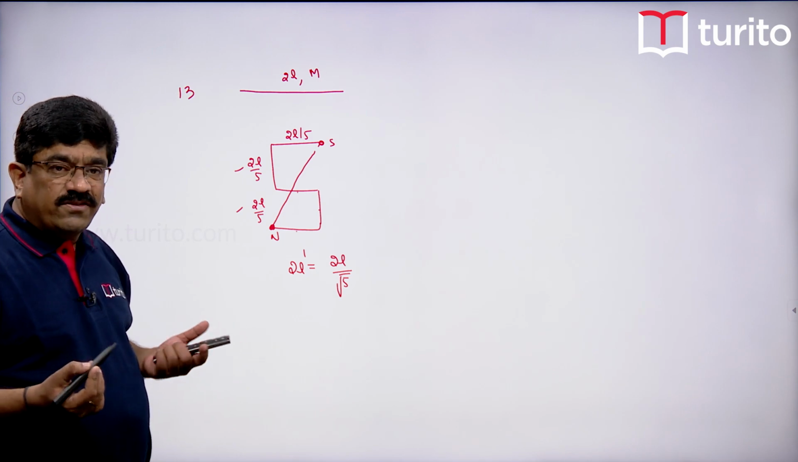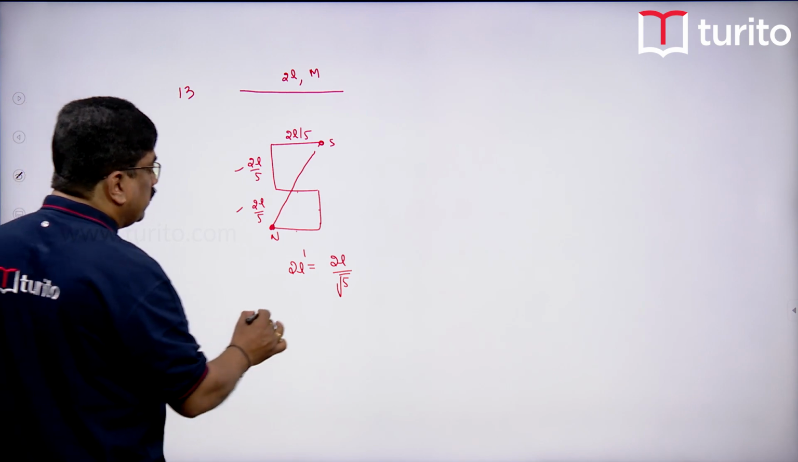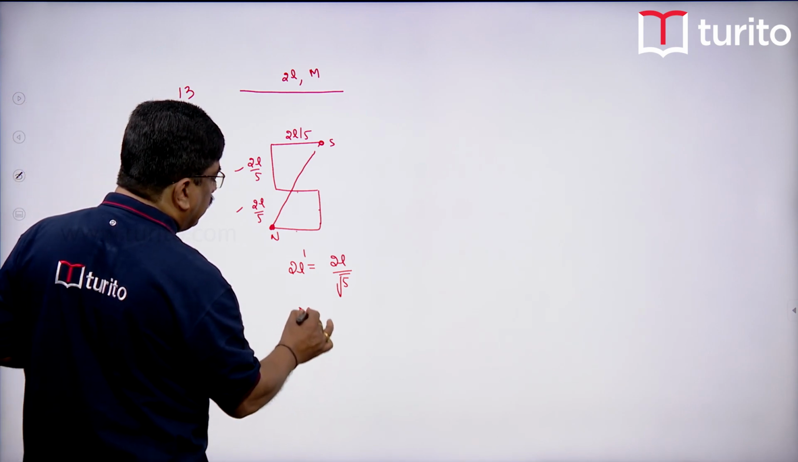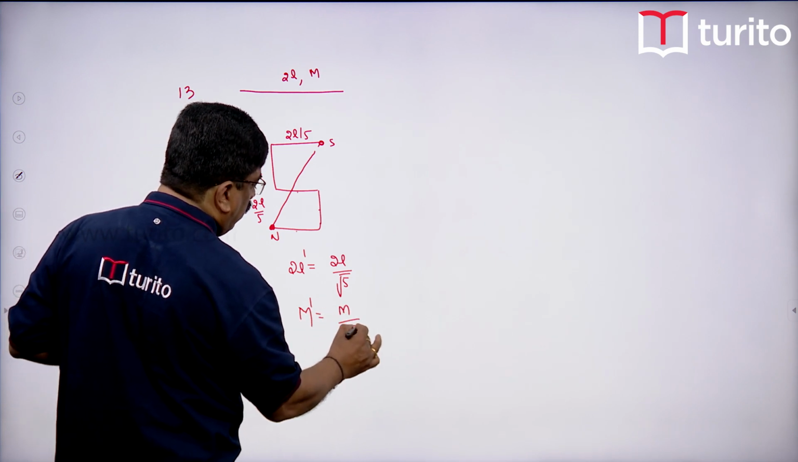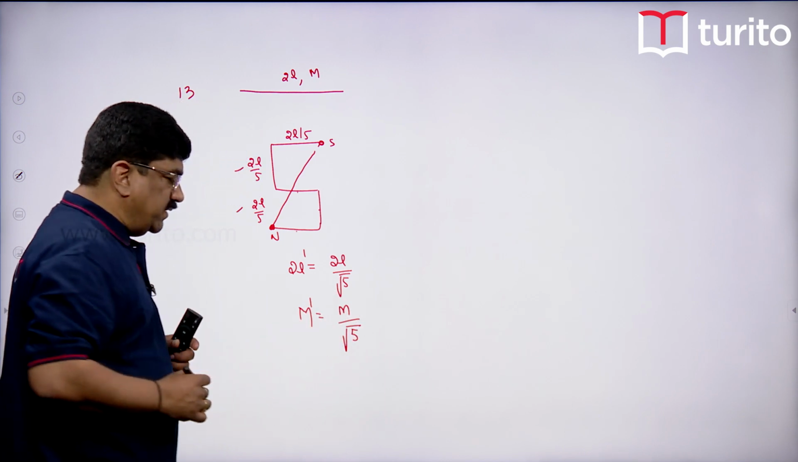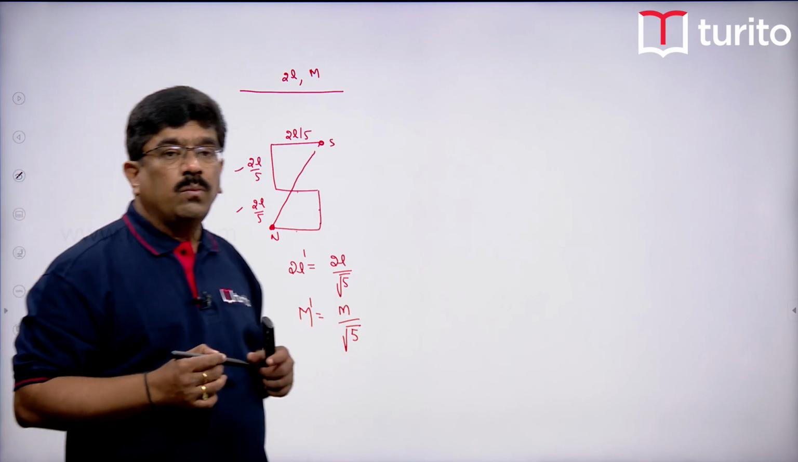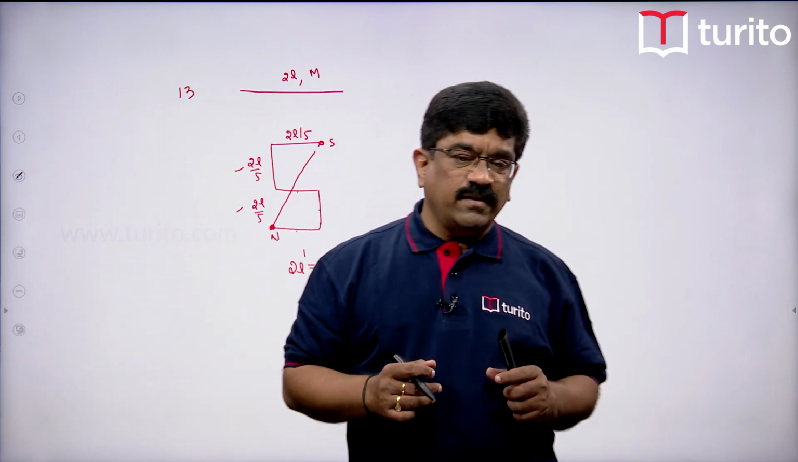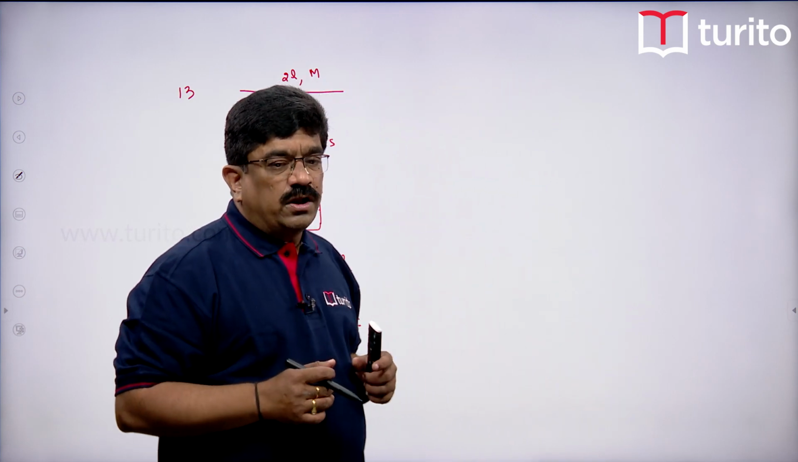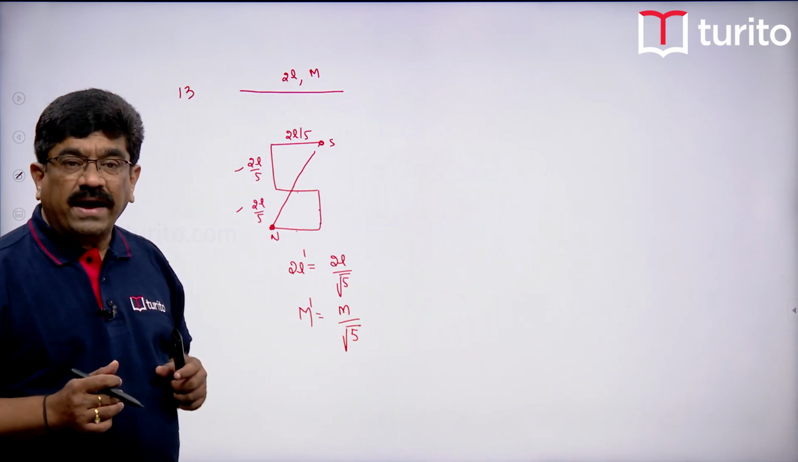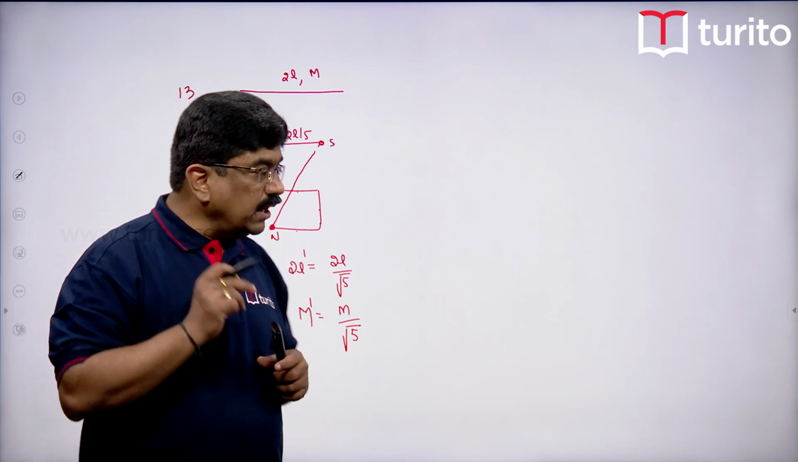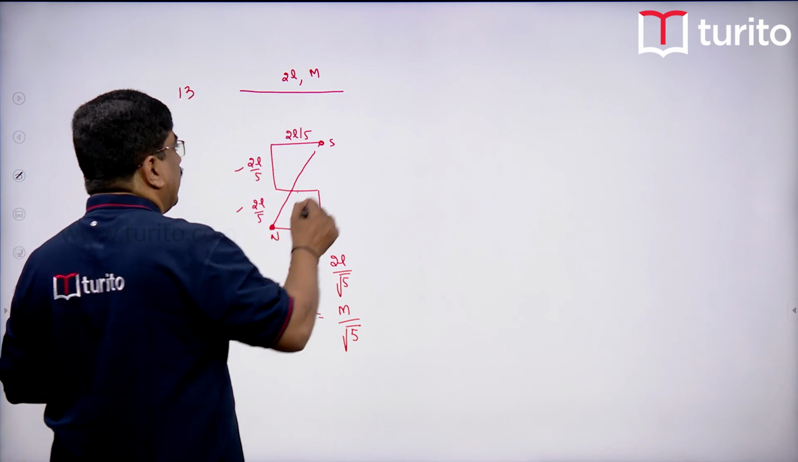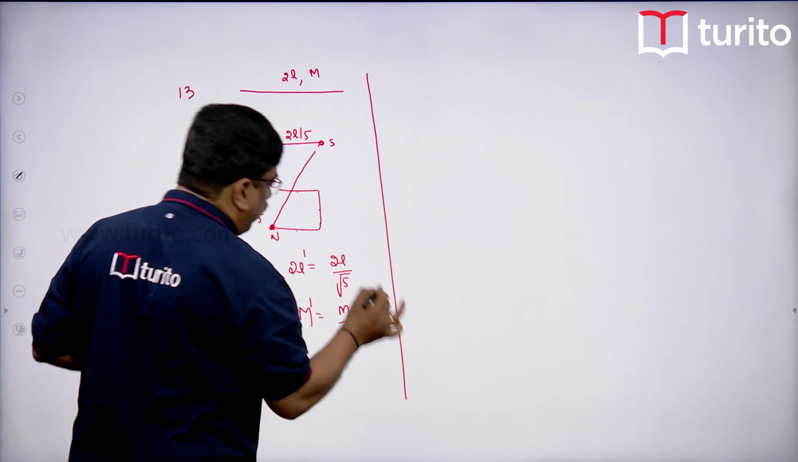Pole strength remains the same. Therefore, the new magnetic moment M dash is equal to M divided by root 5. This is the new magnetic moment. This is how we can solve the problems related to magnetic moment. Now, some more important points related to magnetic moment. Keep concentrating here.